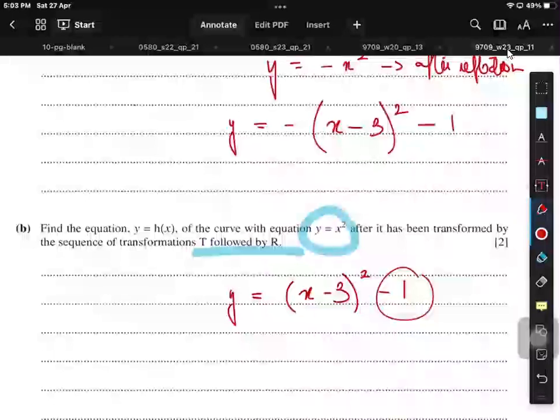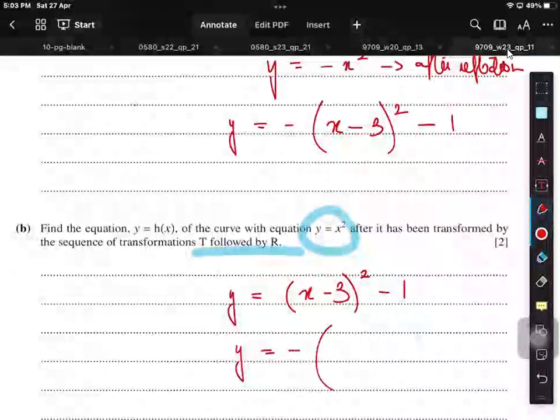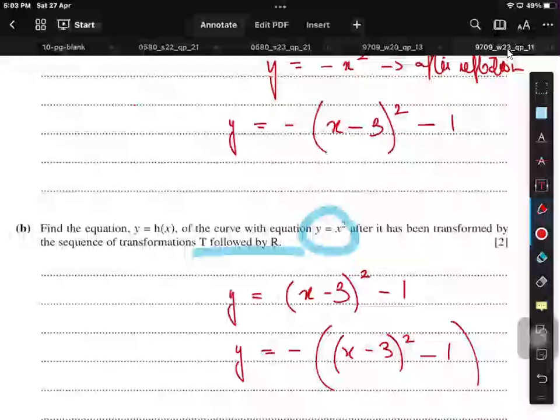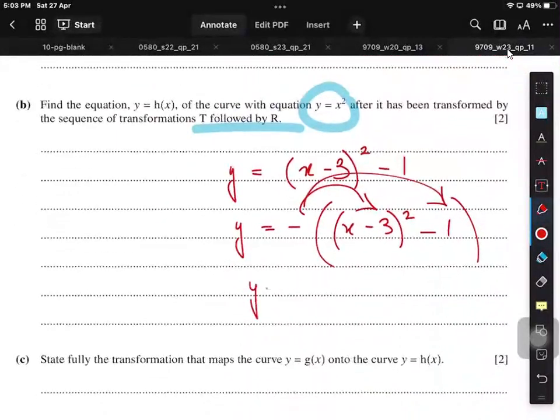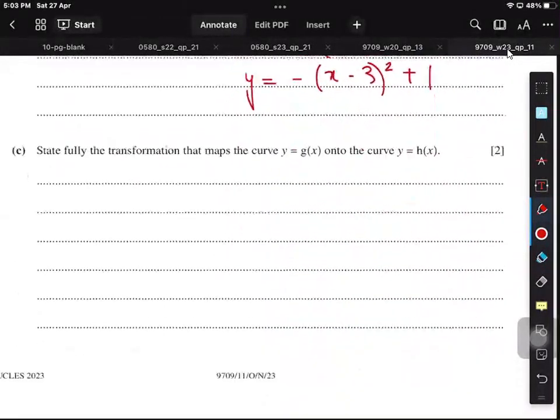Now we have to reflect, which means we have to multiply this whole equation by minus. But now this minus would be multiplied by this as well as this. So y is equal to minus x minus 3 whole square, and this minus minus would become plus, so this would be plus 1. That's it for part B, right?